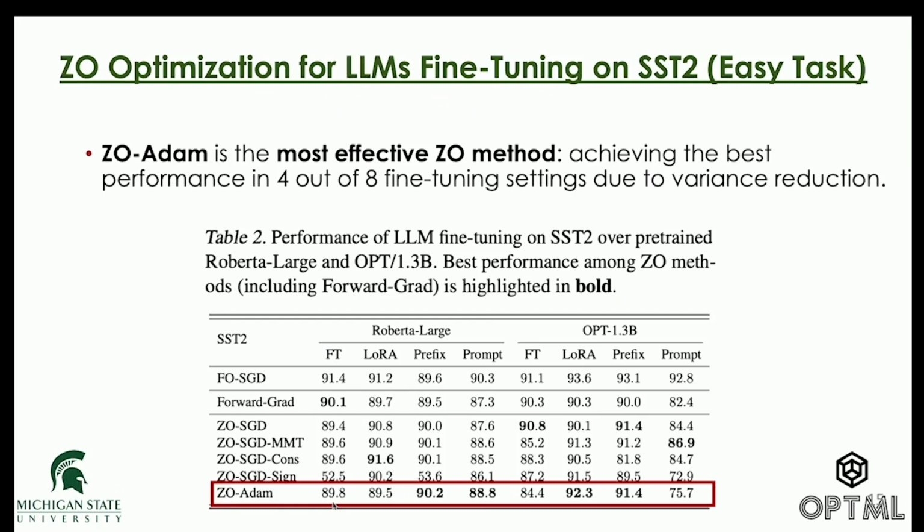And why is Zeroth-Order Adam the most effective? Because Adam typically uses the adaptive learning rate and some additional momentum strategy to stabilize this optimization process. And a similar advantage also holds for the Zeroth-Order methods. That's one reason Zeroth-Order Adam behaves much better compared to other methods.